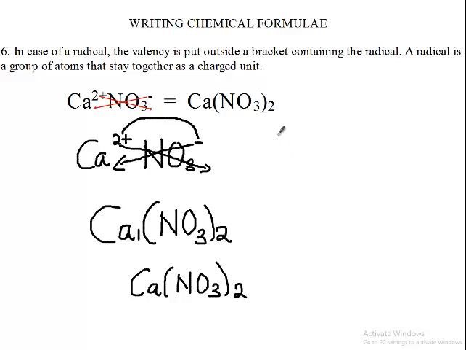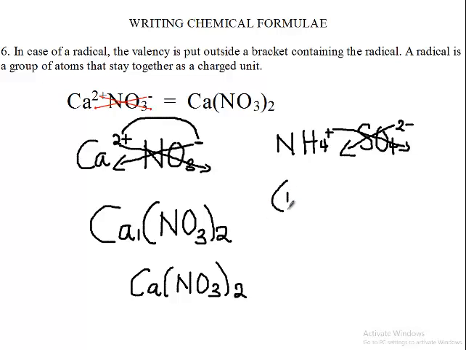Now let's do this quickly. Ammonium has the formula NH4+. Sulfate, SO4 2-. When they decide to form a compound, this 2 will come here, this 1 will go here. Now the whole NH4 is being affected by the 2. So we're going to have the NH4 going into brackets and then the 2 coming outside.